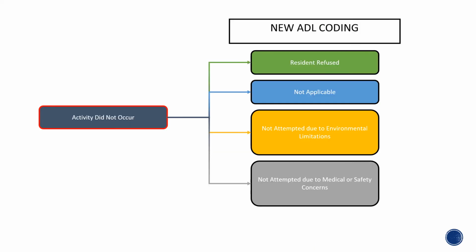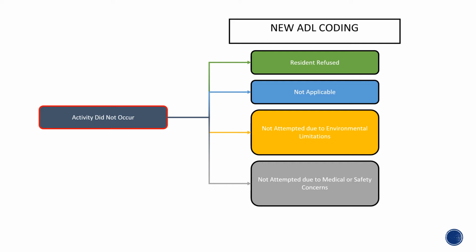This handout will be available with a link in the video description. In certain cases, there might be instances when a specific ADL isn't completed or attempted for a patient under your care. In the past, this situation was documented as activity did not occur, and depending on your electronic healthcare system, you may have had other options such as not applicable or resident refused.